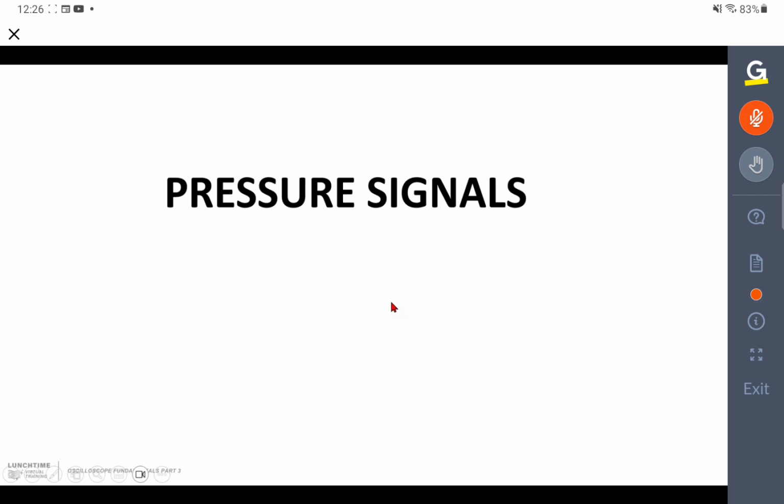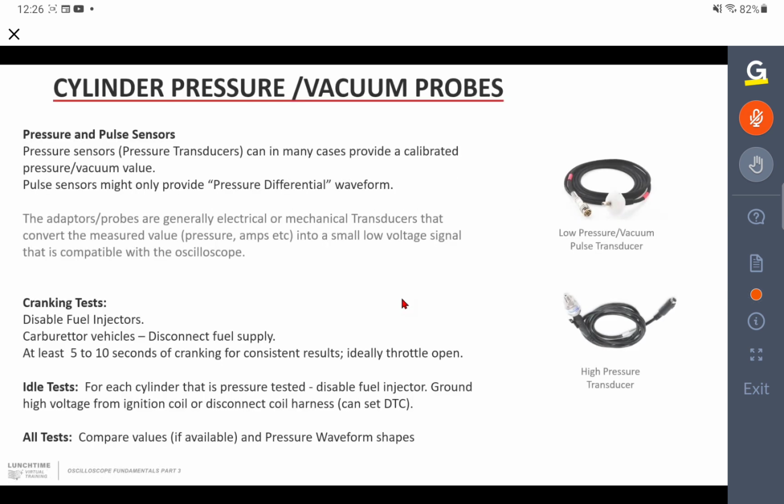Okay, let's get on to quite an interesting aspect of using an oscilloscope, and this is where we get pressure signals, and for that we need to pick up pressure transducers. Now, I think most of the oscilloscope manufacturers now supply pressure transducers as an option or as an accessory, but there are some aftermarket versions out there which allow you to detect pressure, and whether it's from the manufacturer or an aftermarket version, that pressure transducer will convert the pressure changes into an electrical signal.